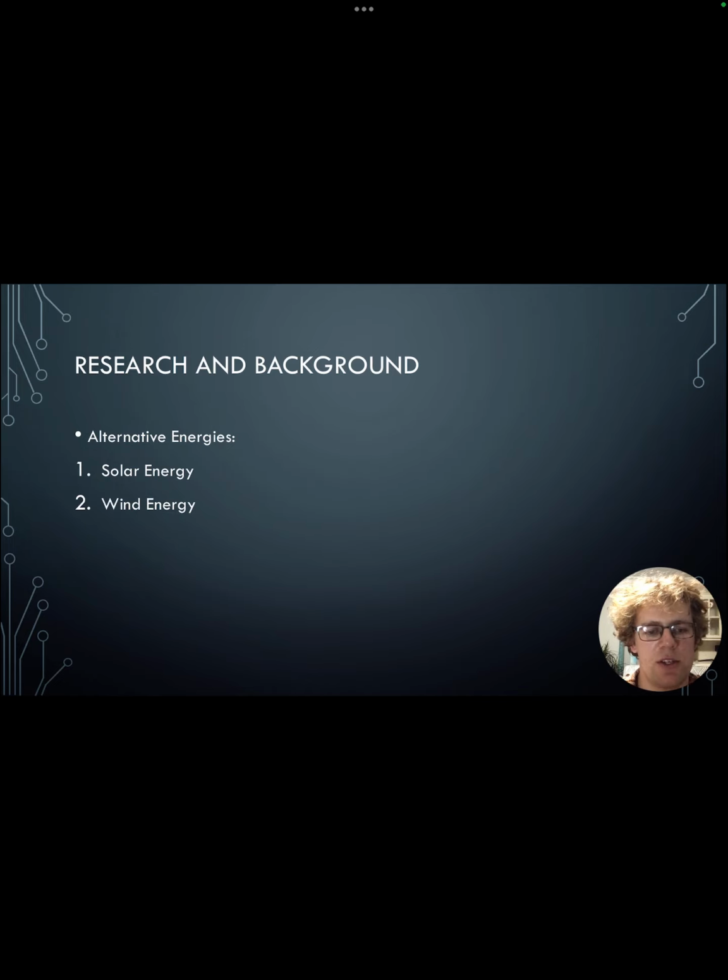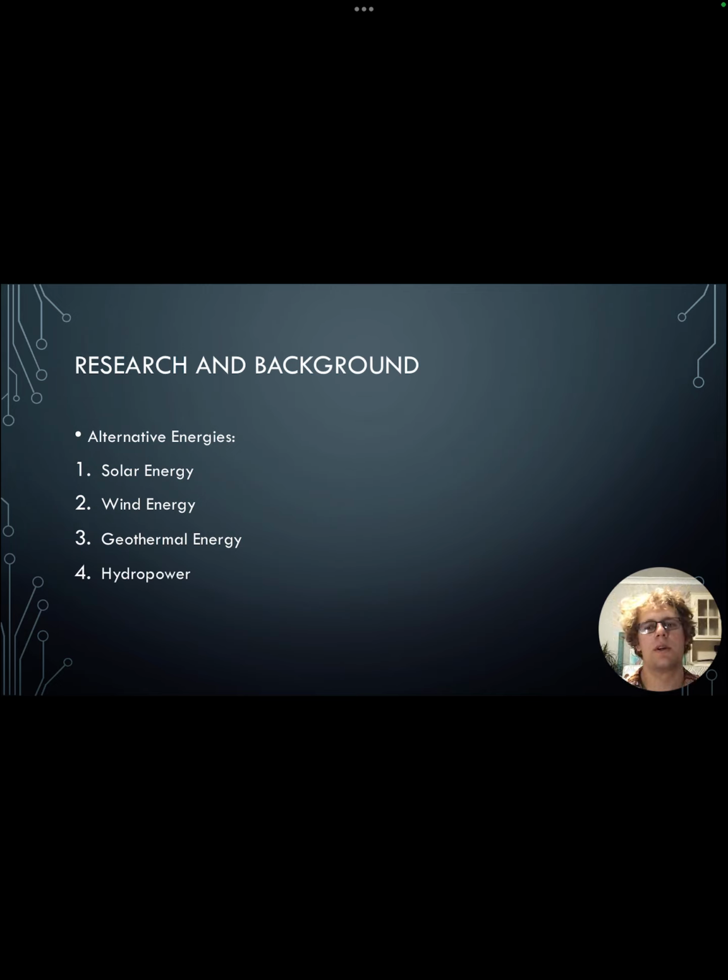The next source of energy is wind energy. Wind energy uses wind turbines, and it turns wind stream energy through mechanical energy into electrical energy. Next, we have geothermal energy. Geothermal energy is a type of energy source that uses thermal energy from the Earth's inner core to generate electricity.